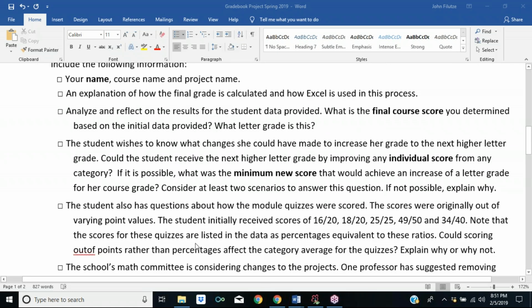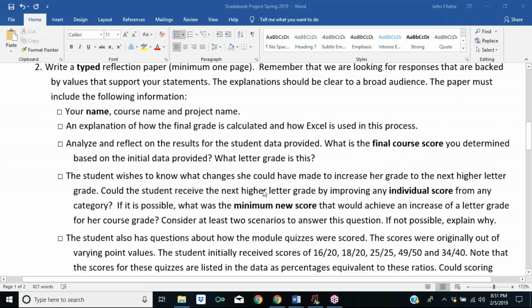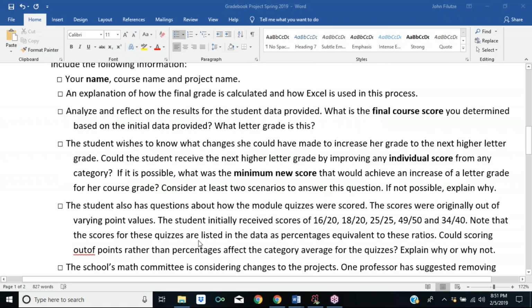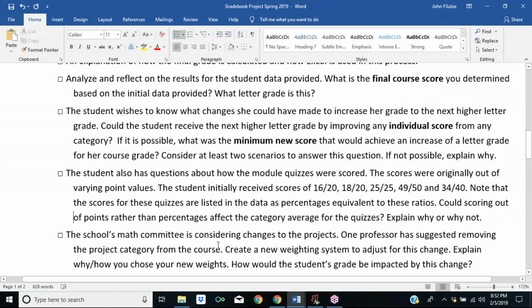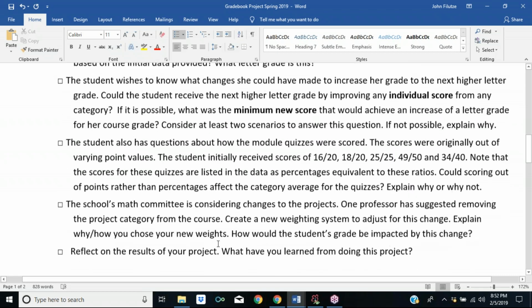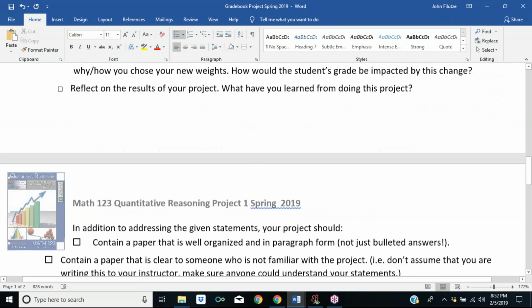And then it also says the student also has questions about how the module quizzes were scored and shows the scores. And it says, note that the scores for these quizzes are listed in the data as percentages equivalent to these ratios. Could scoring out of points rather than percentages affect the category average for the quizzes? Explain why or why not. And then another scenario.